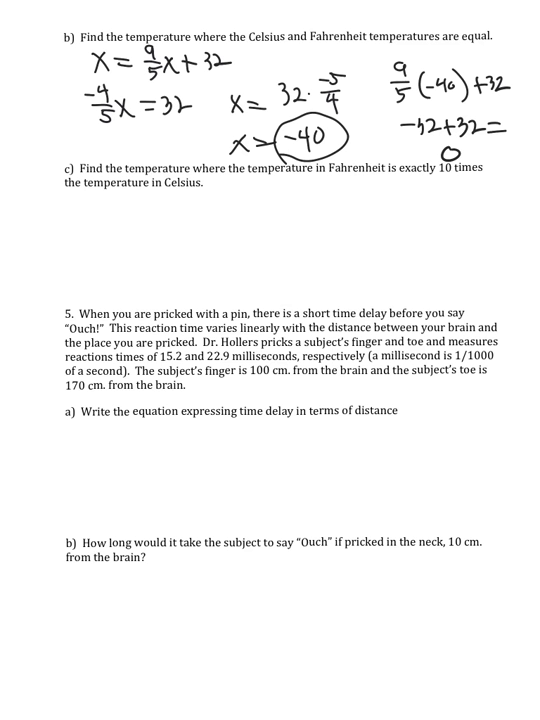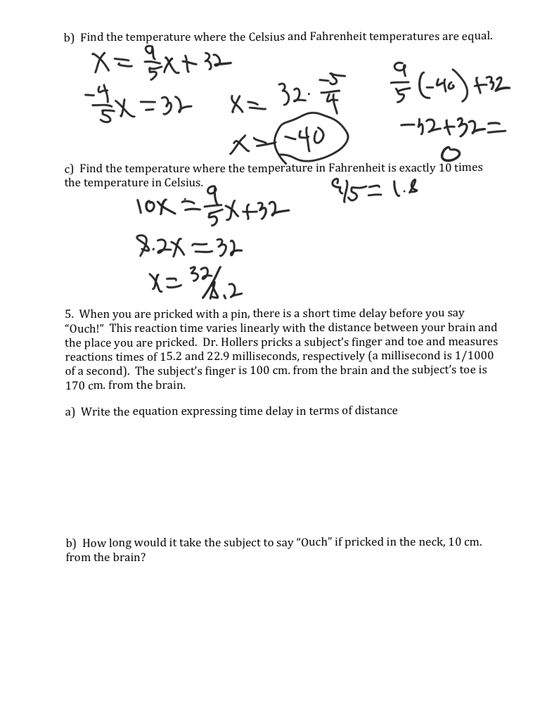Okay, now we're asking where the temperature in Fahrenheit is exactly 10 times the temperature in Celsius. Well, now we say 10x is equal to 9/5 x plus 32. Subtract 9/5 x from both sides, and that's actually going to give us 8.2x, because 9/5 is equal to 1.8, is equal to 32. And we're going to say x therefore is equal to 32 divided by 8.2. That's going to give us a value a little bit under 4, but you can calculate that.